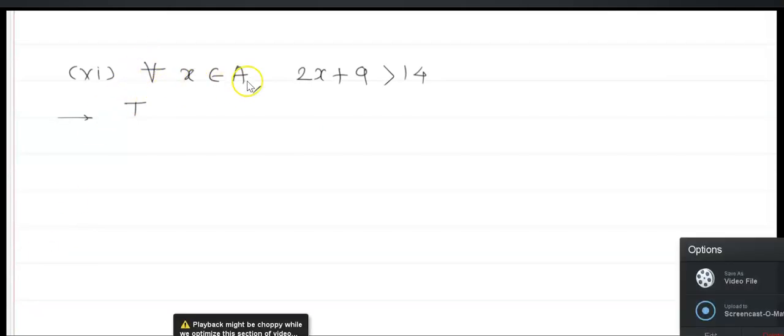For every x in A, 2x plus 9 greater than 40. We take the smallest number, and I took 3. 3 into 2, 6. 6 plus 9, 15, which is greater than 14. Then there is 5. Yes, it will be true for every x in A. This is possible. Therefore, its truth value is T.